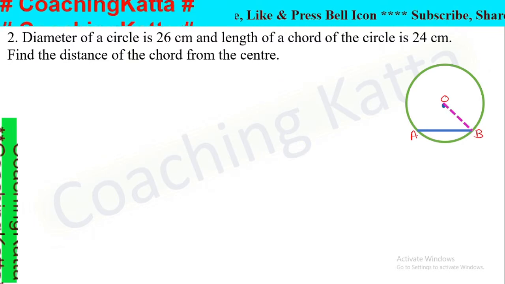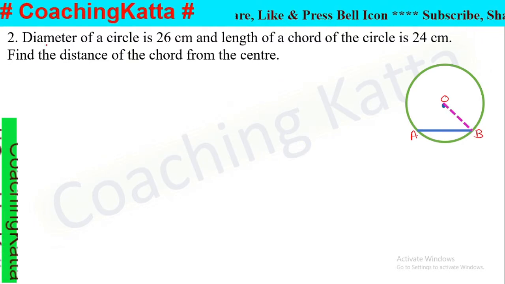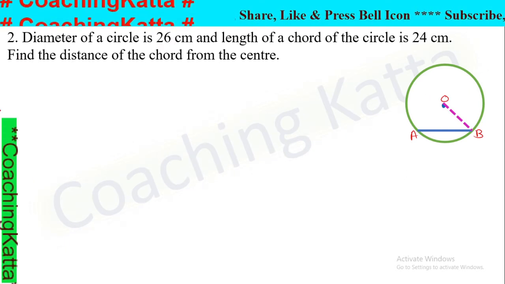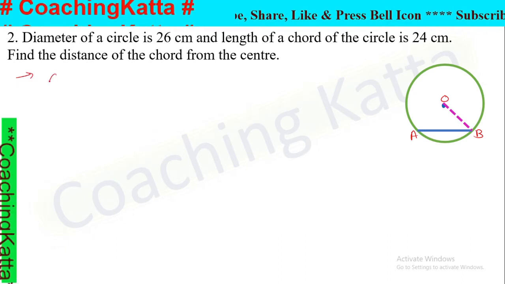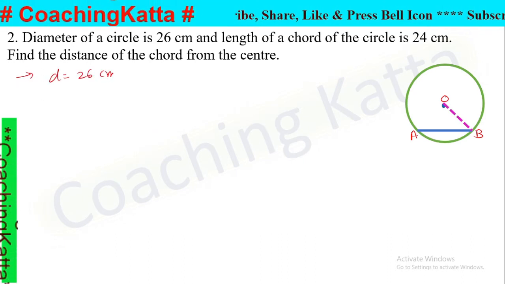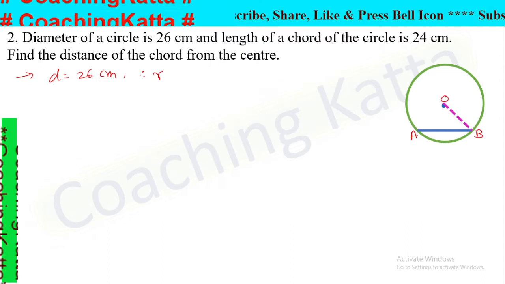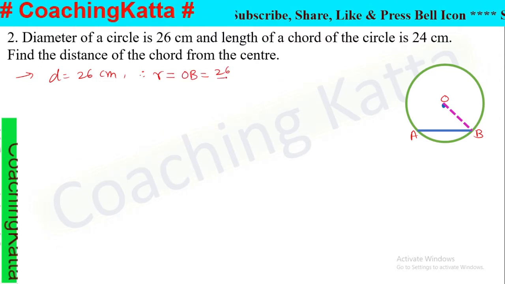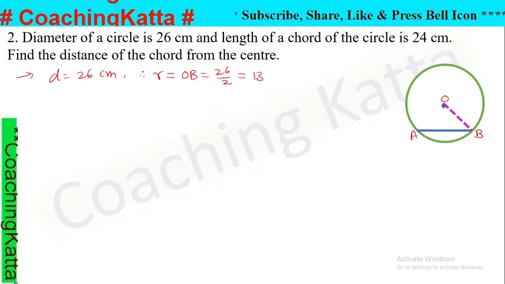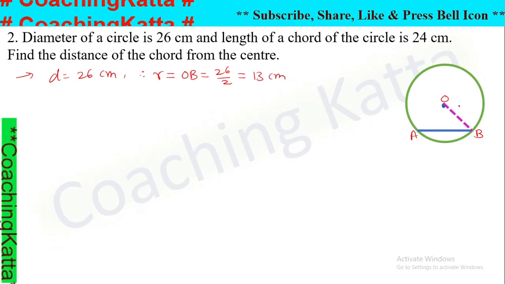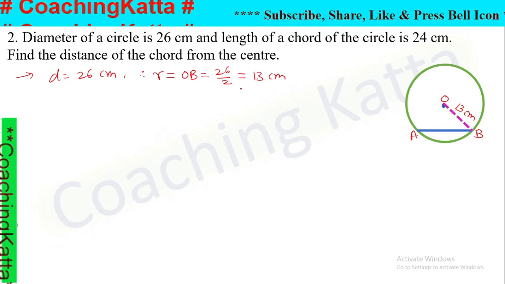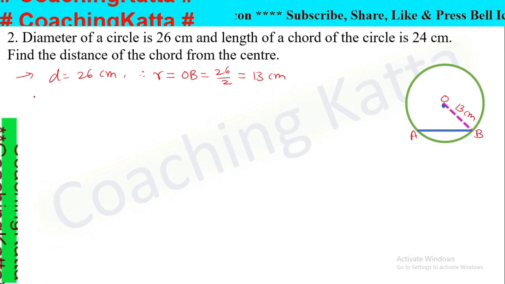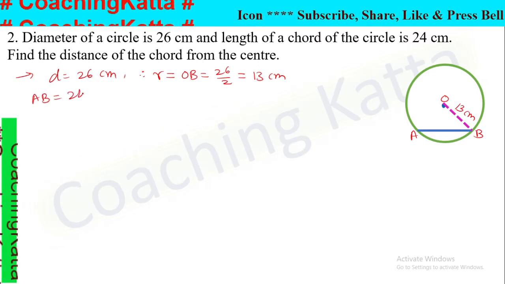Then radius is given. Why? Because diameter is given. Therefore, half of diameter equal to radius. So right here, diameter equal to 26 centimeter, and therefore radius equal to OB equal to 26 upon 2 equal to 13 centimeter. So this is equal to 13 centimeter. Length of chord of the circle is 24, means AB equal to 24 centimeter.